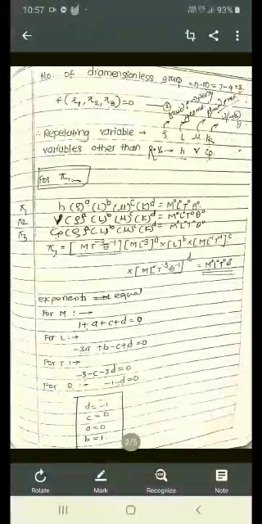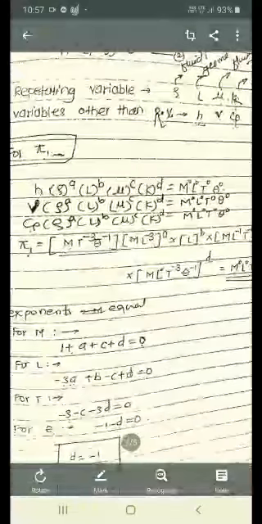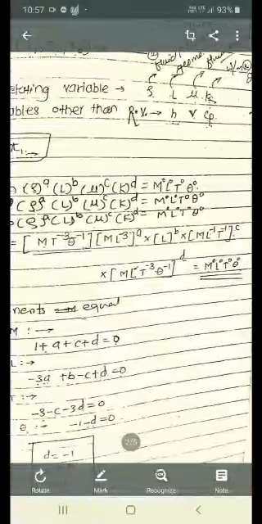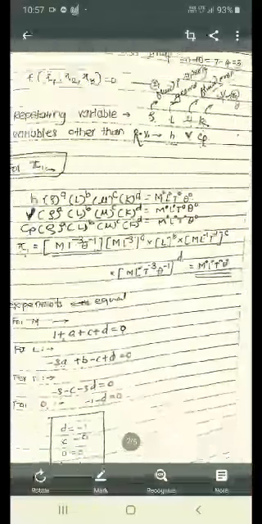For L, L raised to minus 3a plus L raised to b plus L raised to minus c plus L raised to plus D is equal to 0.